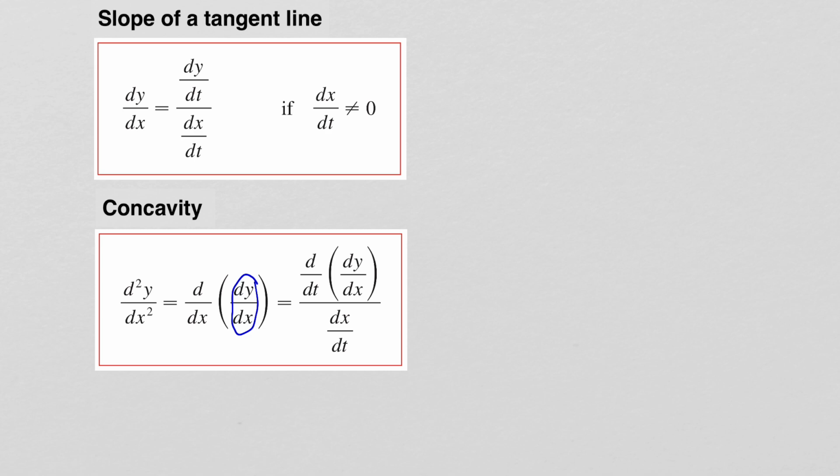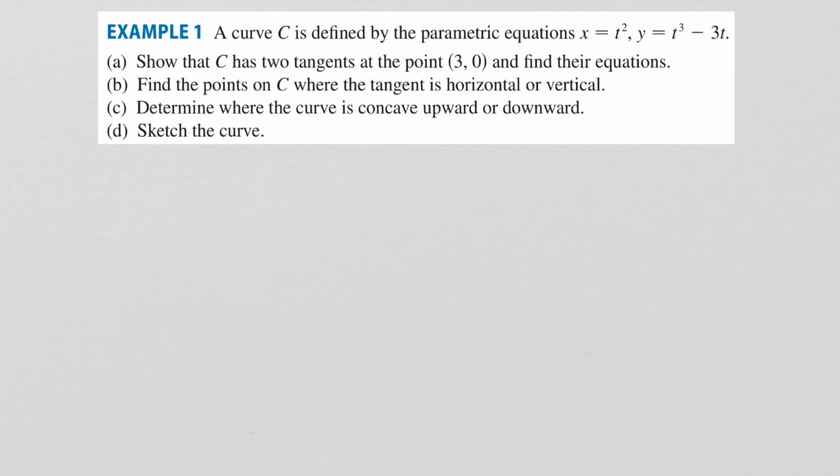Let's take a look at an example. Suppose a curve C is defined by the parametric equations x equals t squared and y equals t cubed minus 3t. First, let's show that C has two tangents at the point (3, 0) and find both of their equations.